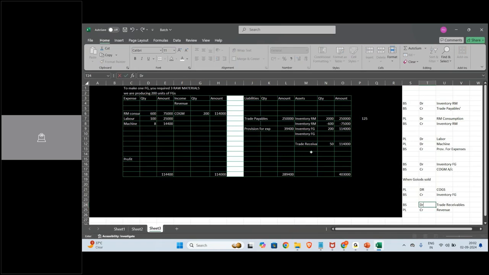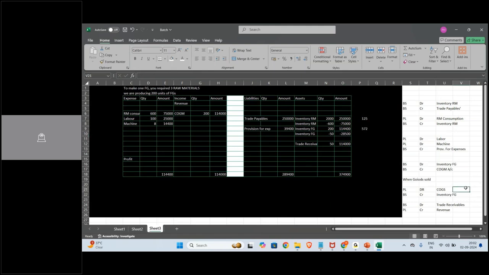So inventory, I am selling 50 units, so minus 50. And the cost of each unit will become how much? 1,14,000 divided by 200 is 570 per unit. So the cost is minus 28,500, and the remaining inventory is 1,14,000 minus 28,500.